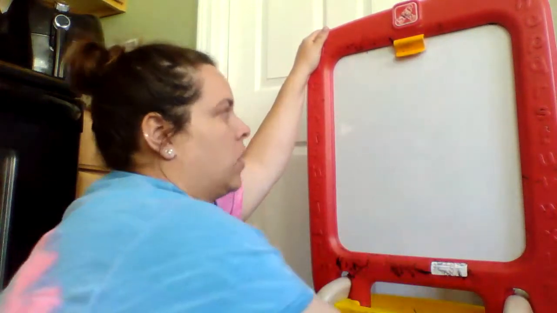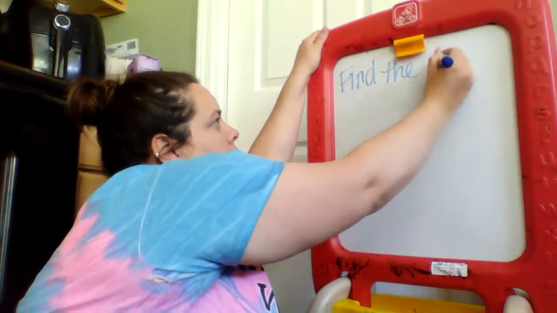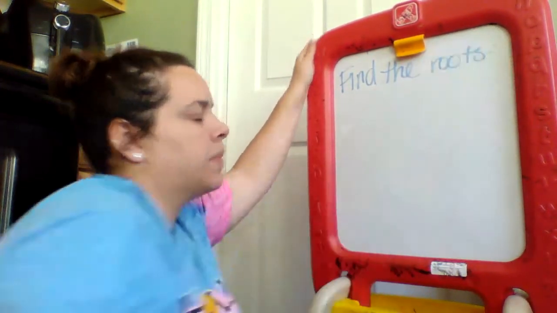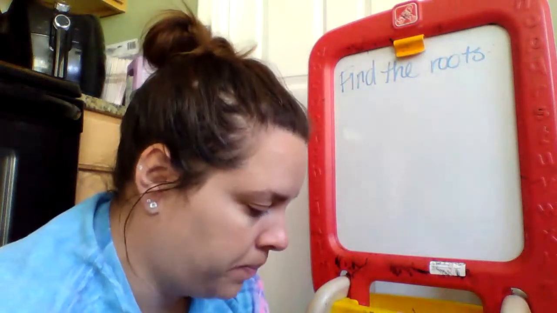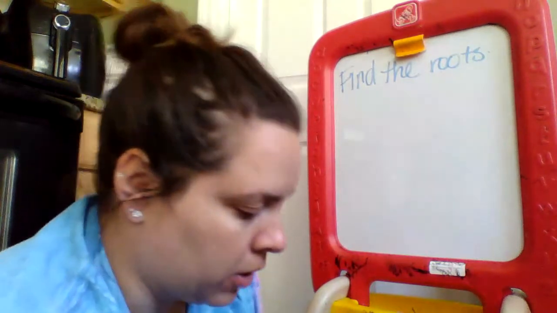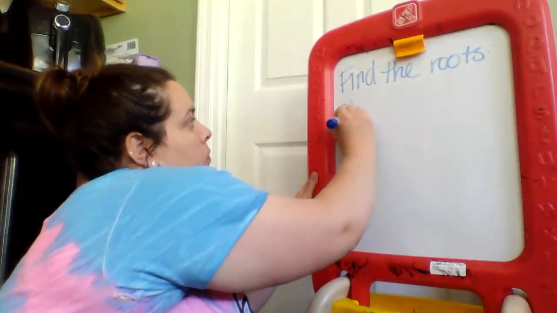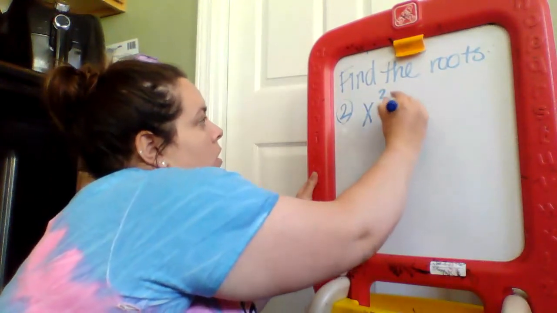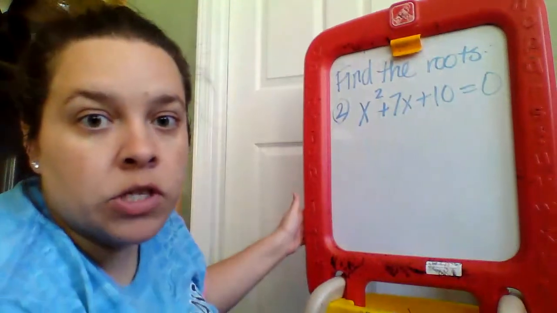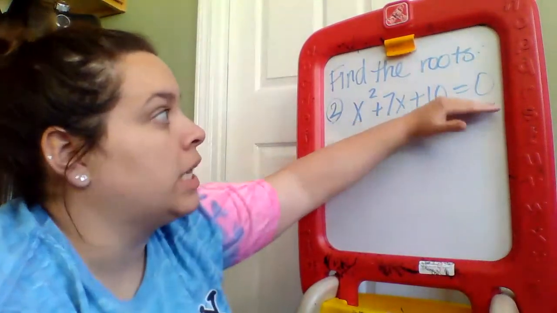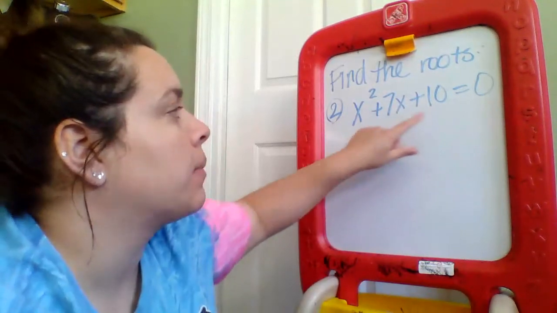All right, so this one we'll say find the roots. All right, so finding the roots is just like solving, okay? So I'm going to solve this. Guess we'll make this number 2. All right, so this one, it's equal to 0, which is good, okay? So step 2 says to factor it. So I'm going to factor this.